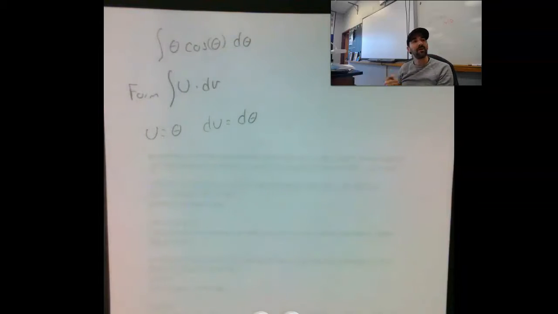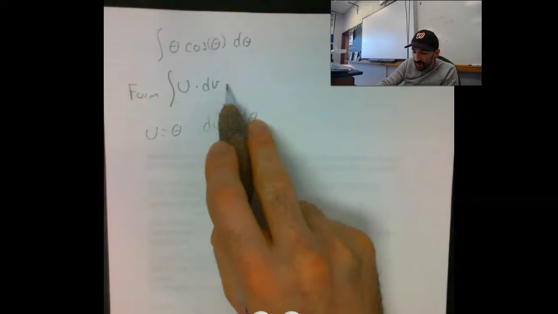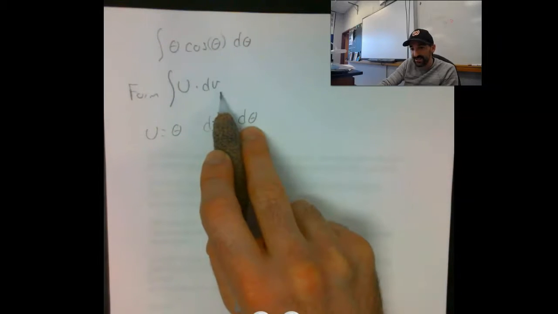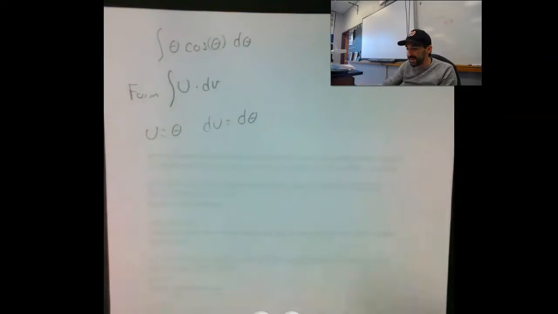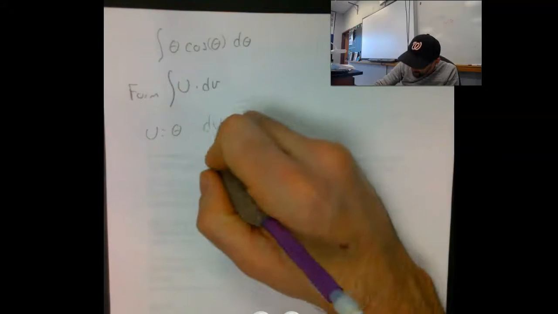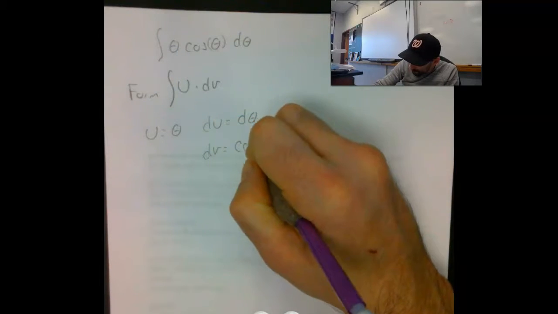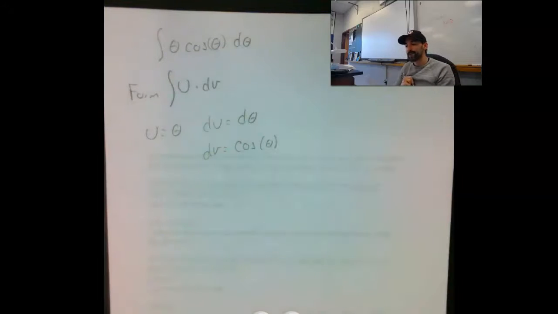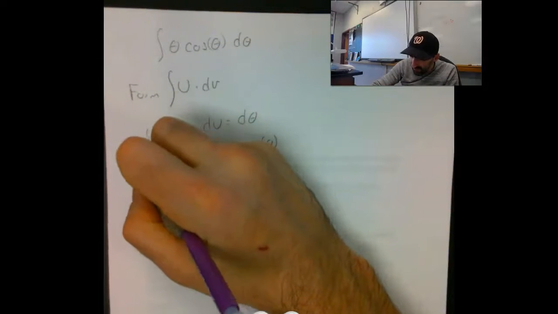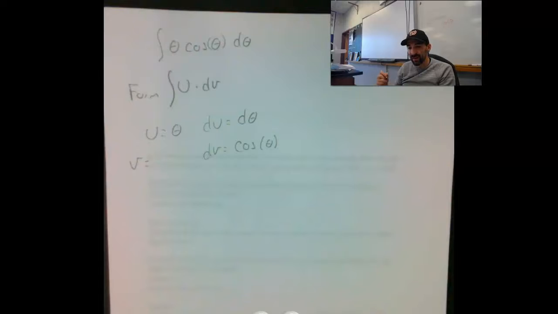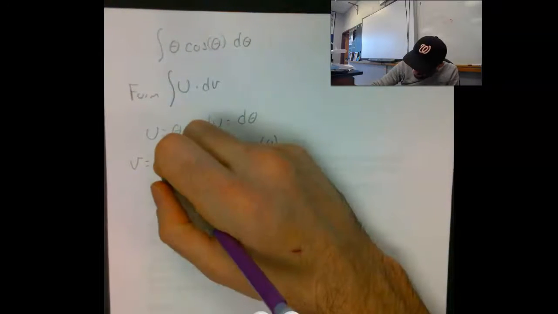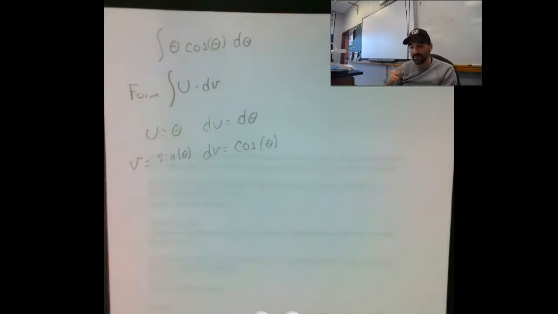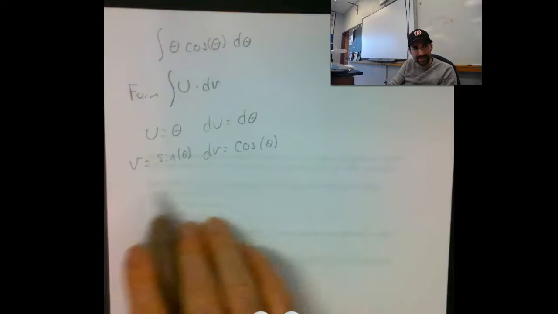Remember, antiderivatives are undoing derivatives. So this is undoing that dv, which means the dv in this case has to be cosine theta. Which means my v, what is the antiderivative of cosine theta? Sine theta. Right? Derivative of sine theta is cosine theta. Derivative of cosine theta is negative sine theta. So don't mess those guys up.